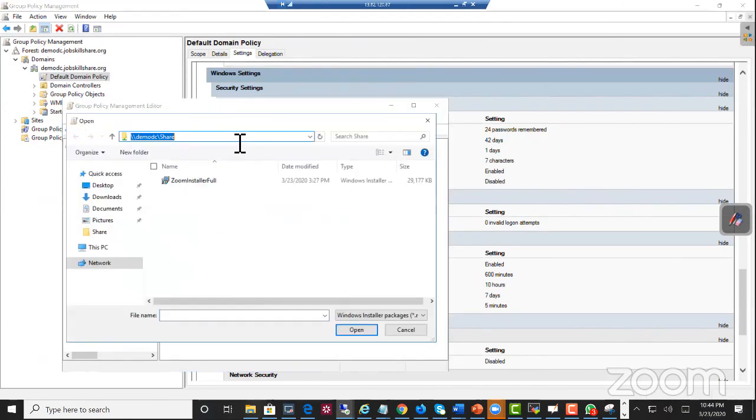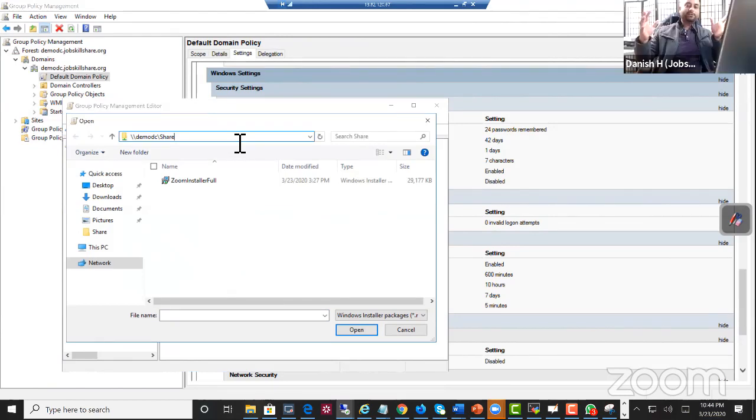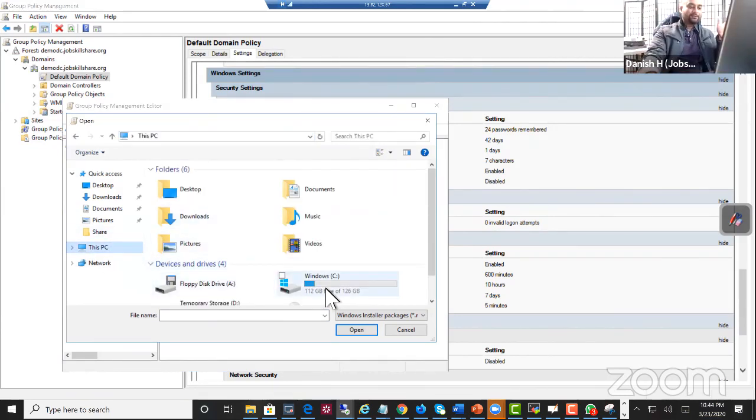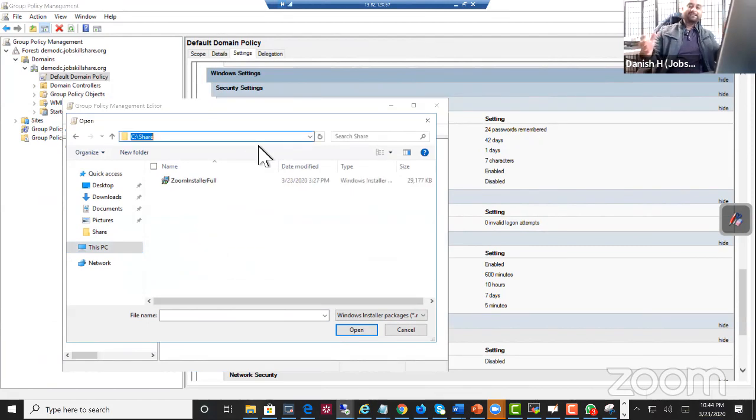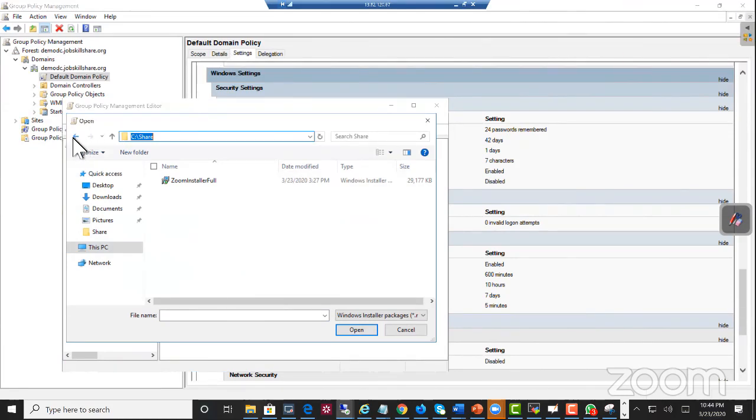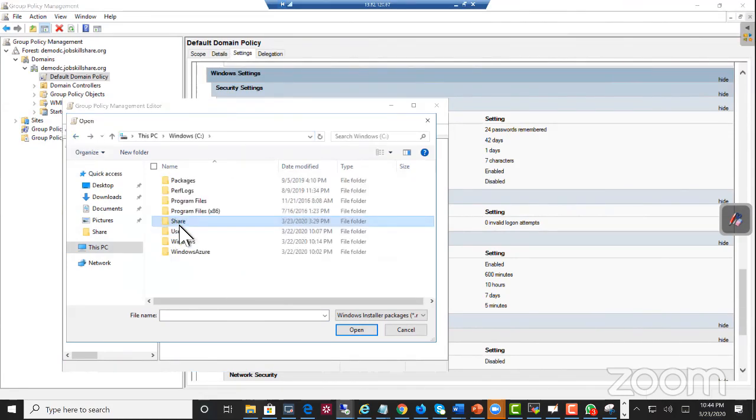And in the package, this has to be a shared path. It cannot be like if I go to C drive and open the same path, C:\shared. Group policy doesn't work that way. It has to be a shared network path.